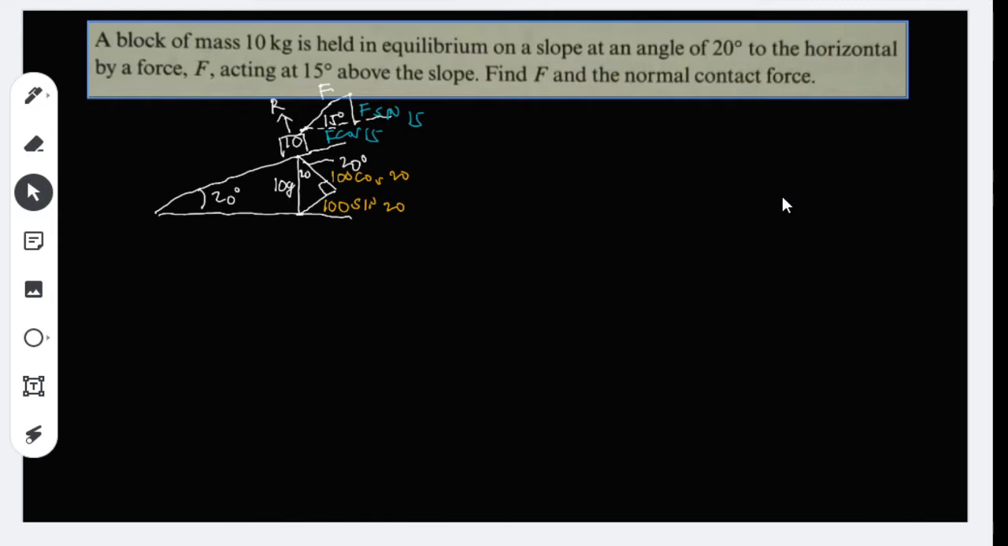So let's continue. This time, let's try to resolve in parallel and perpendicular. Now, let's start to resolve in the parallel. When we say parallel, we will be looking at the forces that are parallel so that we will be able to find F, the force. Okay, let's resolve in parallel.